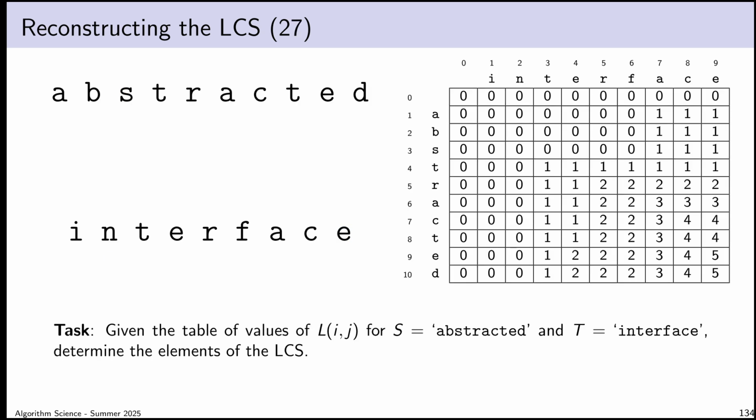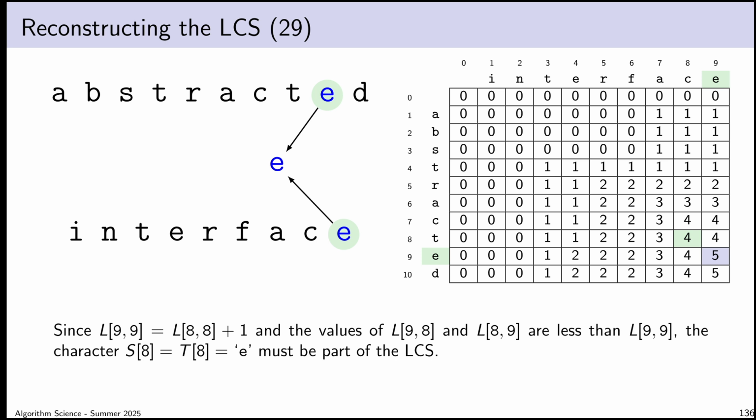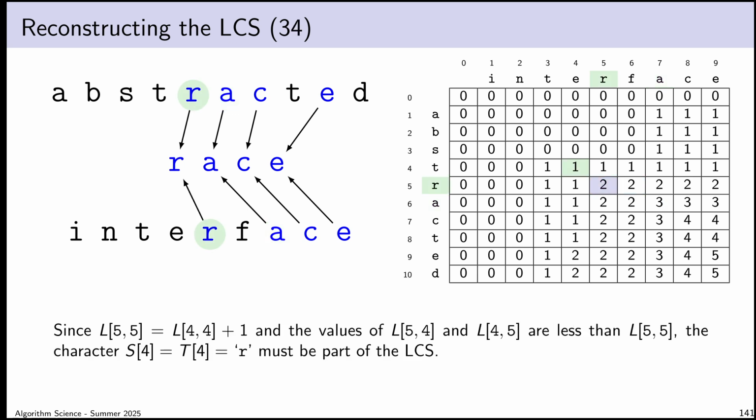Okay, what about the words abstracted and interface? If I look at the lower right corner of the matrix, the length is 5, but the one above it is also 5, so I can just ignore that last D character. But then I have to bring in the E, and then I can walk up by one row, and then I bring in the C, and then the A, and then I walk over a bit, and then I bring in the R, and then eventually I bring in the T, and I end up pretty far into the matrix still, but I end up hitting a cell that's equal to 0.